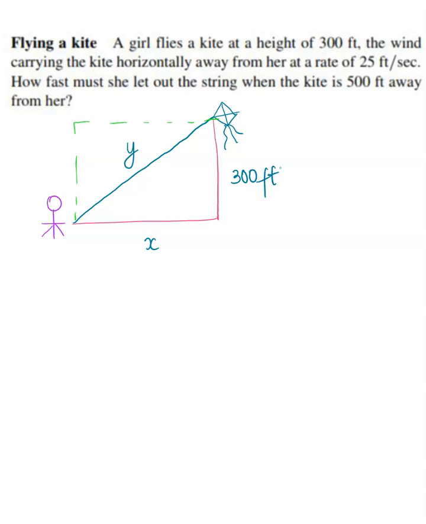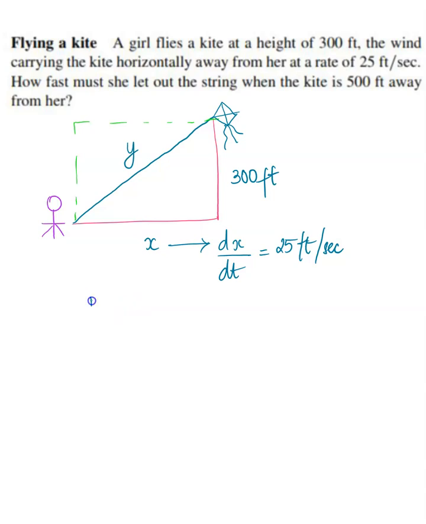Okay. And the specific information was that her kite was carried away horizontally at the rate of 25 feet per second. Horizontally means x, so dx over dt was 25 feet per second. And then the next part is y, the length of the string. How fast must she let it out when the kite is 500 feet away from her?